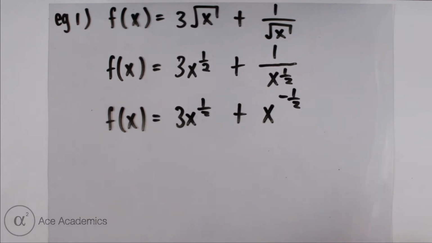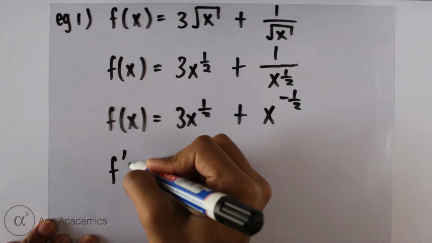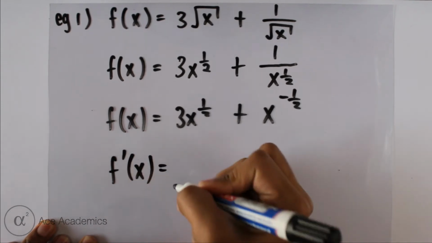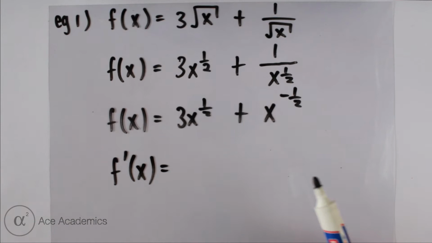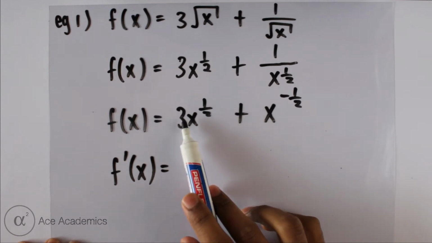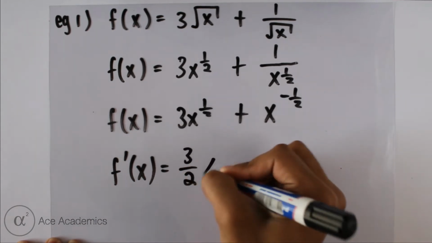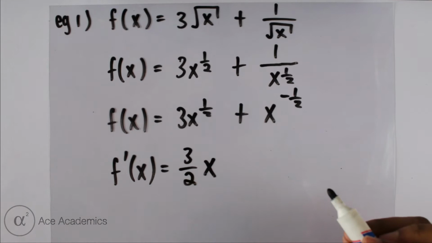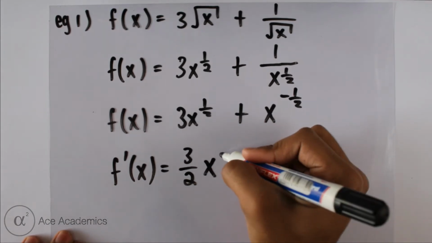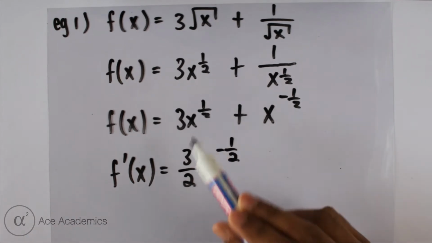Remember, it's important to note that when we do the differentiation, we should change our notation to the differentiation notation. So f of x becomes f prime of x, and now we can do our differentiation. We notice that both the terms will make use of the power rule. So we take the exponent, which is a half, and we multiply it by the coefficient, which is 3. And this becomes 3 over 2. And the x to the power half, we remove 1 from the exponent. So it then becomes x to the power negative a half. So that's differentiating the first term.